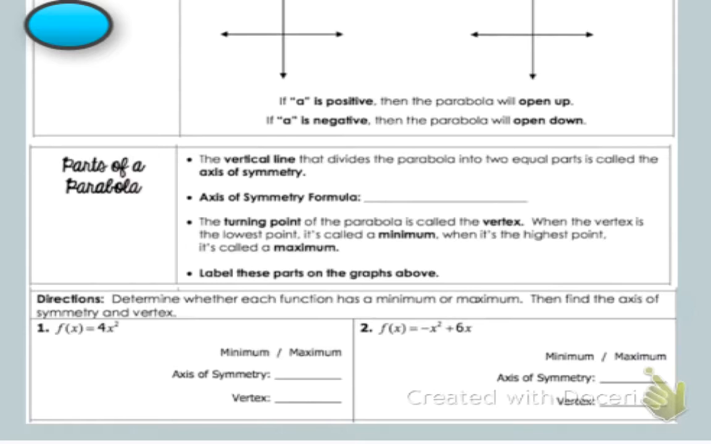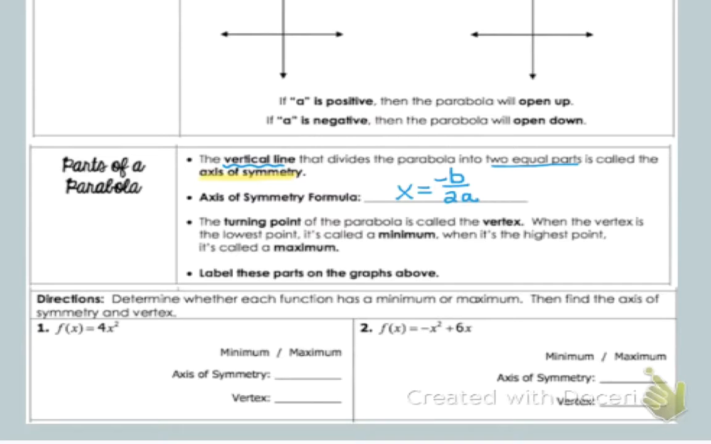The vertical line that divides the parabola into two equal parts is called the axis of symmetry. Now the axis of symmetry can actually be found by using standard form and the coefficients and the constant term a, b, and c. The formula to find the axis of symmetry, well, first of all, it's a vertical line, so it's going to be an equation of the form x equals some real number. But specifically, it's x is equal to the opposite of the b in standard form over 2 times the a in standard form.